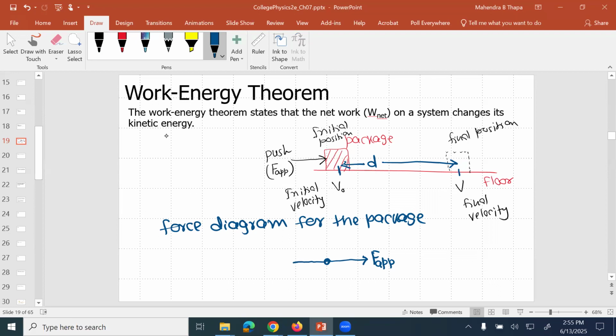Friction will be towards left, right? This is the force due to earth, Fe, and Fn is the force exerted by the surface along the y-axis. For simplicity, I will consider this as my x-axis and this as my y-axis.